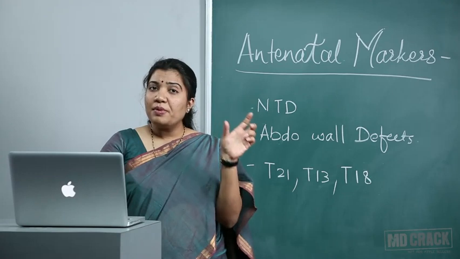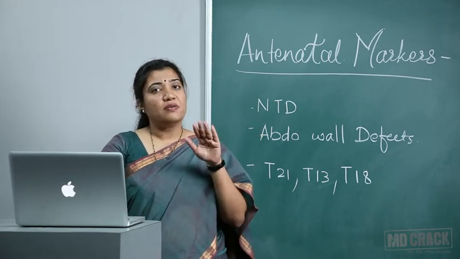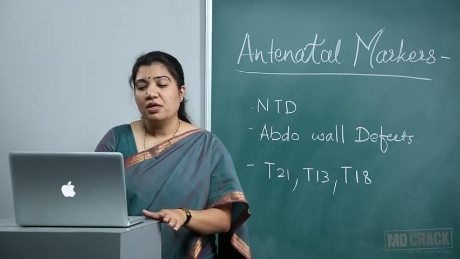The question is, MSAFP levels would be increased in all except. So only in trisomy the levels decrease. So the right answer is trisomy.